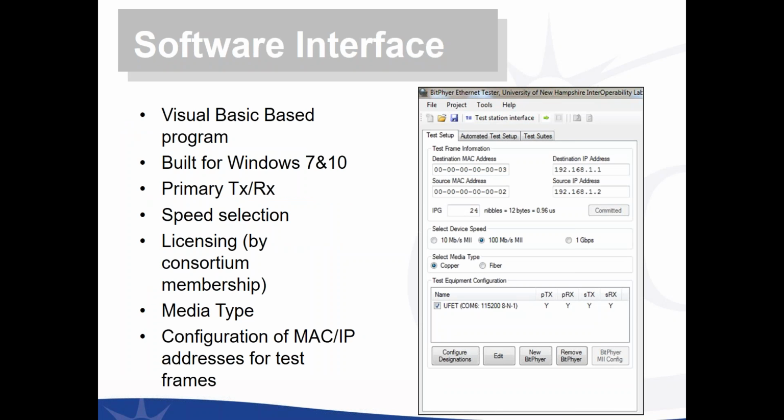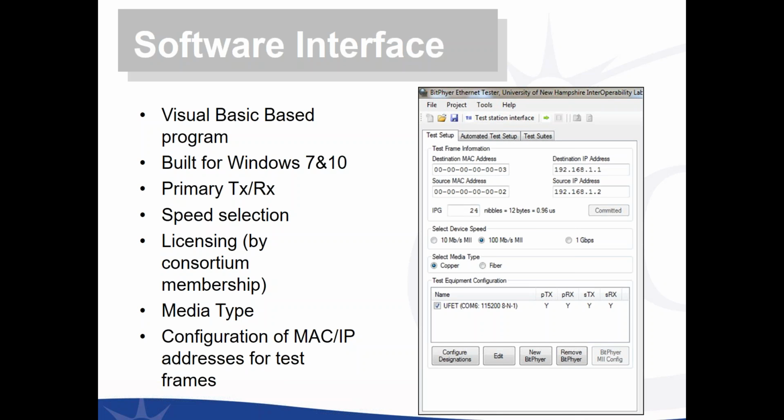The software interface for the bitfire tool is a Visual Basic based program, which is built for Windows 7 and Windows 10. So when you first open the software, you're going to see this menu. This is the main menu for our software interface. This is where you can configure the hardware, designate standard MAC and IP addresses for automated testing, and select the speed you want to test at, as well as the media type.